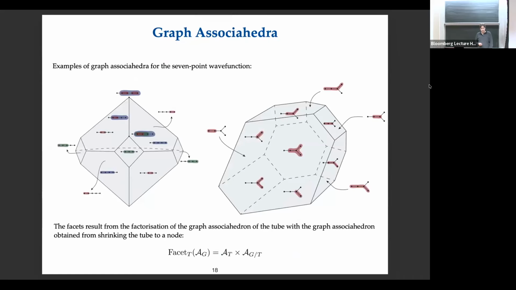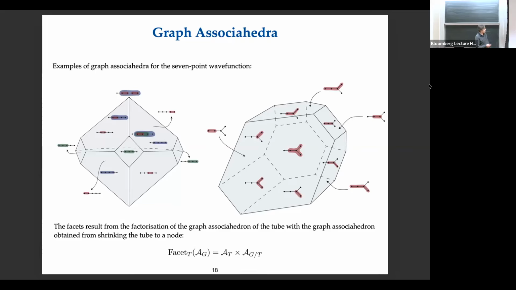Maybe in 2 dimensions it's obvious, but when you go to 3 dimensions, everything still closes into one single polytope. And here, each vertex will be a tubing, so each vertex will be one contribution to your wave function. In this case, we're just talking about single graphs. It has a nice factorization structure as well, similar to the associahedron: it's the graph associahedron that we associate to the sub-process, the tube, times the graph associahedron that you get from shrinking the tube to a point.